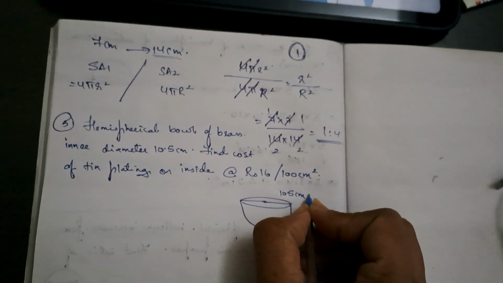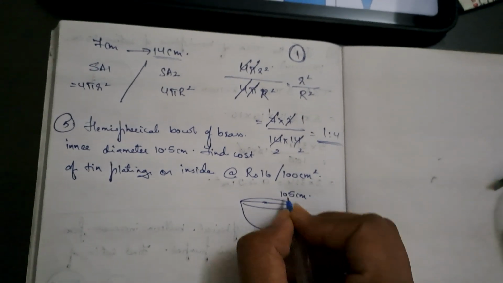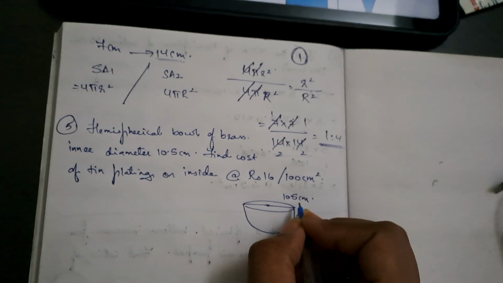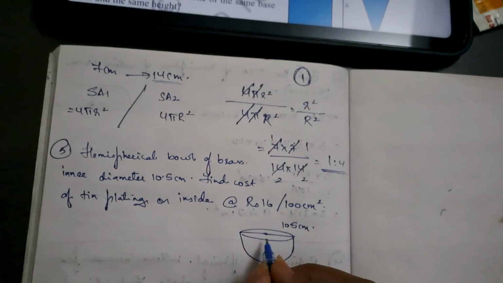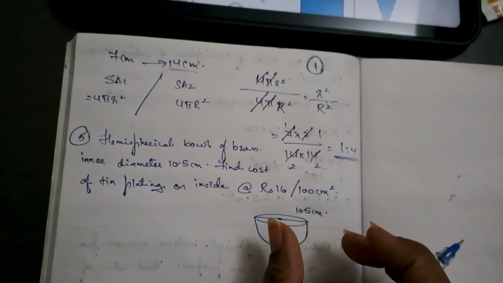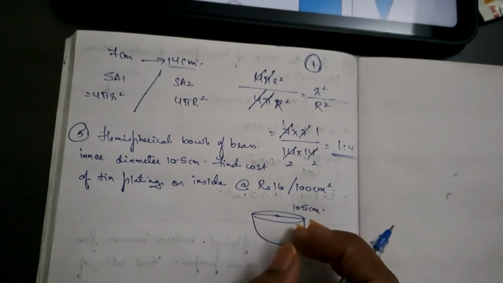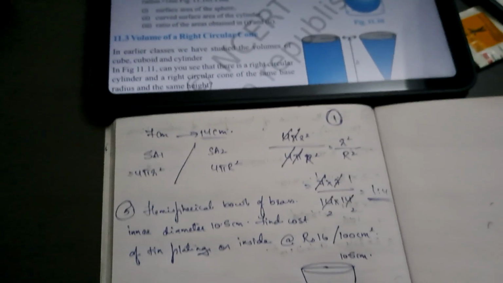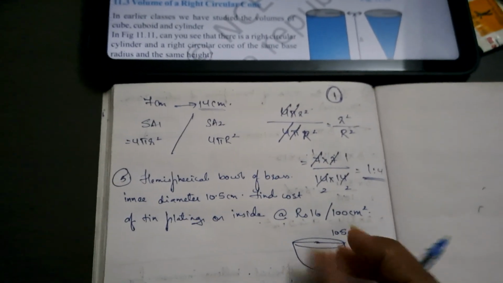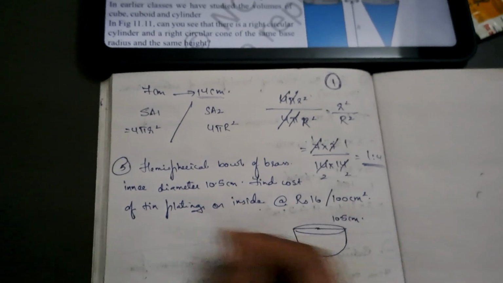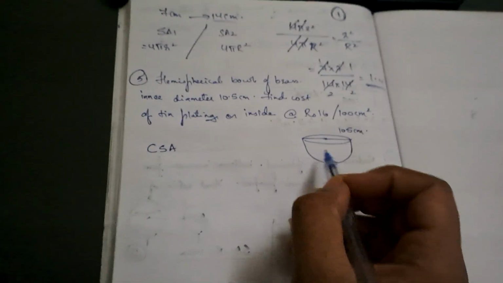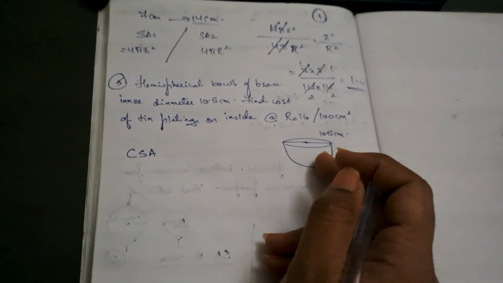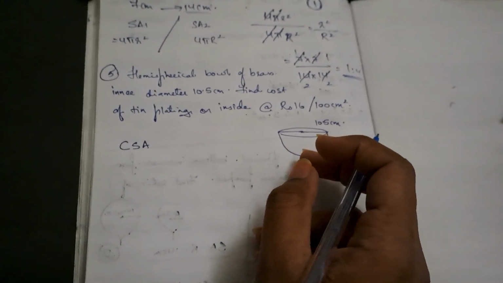Find the cost of tin plating it on the inside at a rate of rupees 16 per 100 centimeter square. So obviously when you're using a bowl, you're going to go either on the outside or the inside. Because they are talking about the inside here, it's going to be very easy for us. We can just take the CSA of the bowl on the inner diameter. Why? Because I need to do the plating on the inner surface itself.